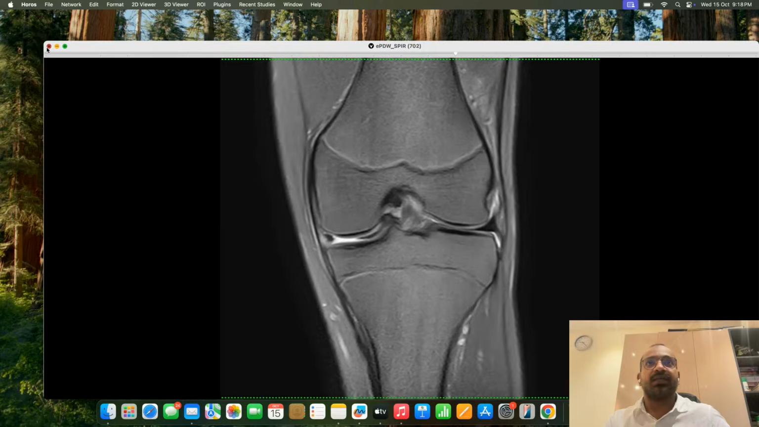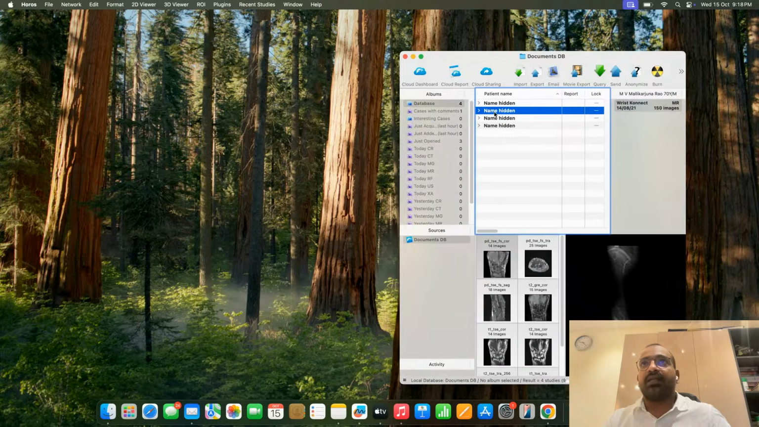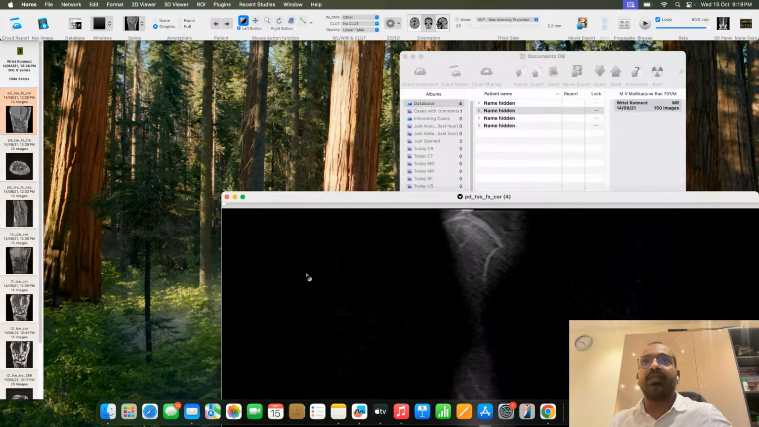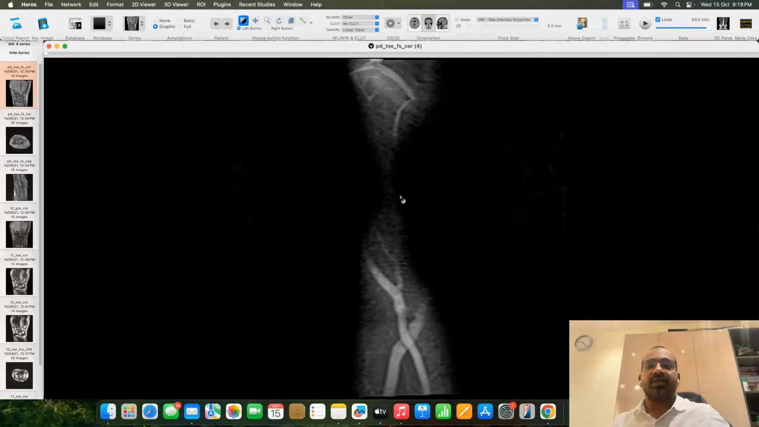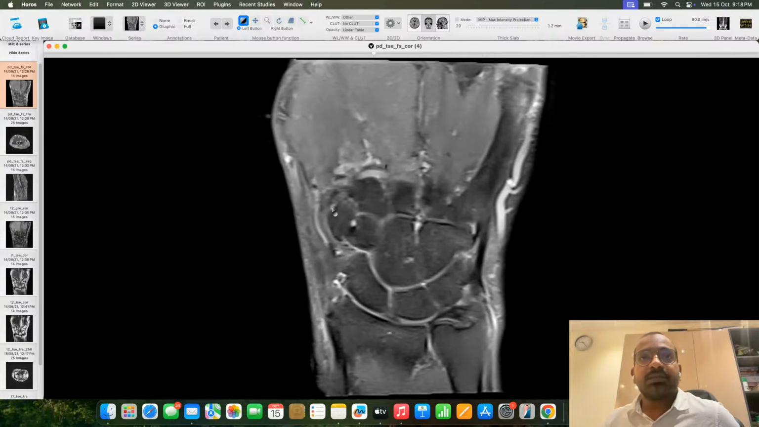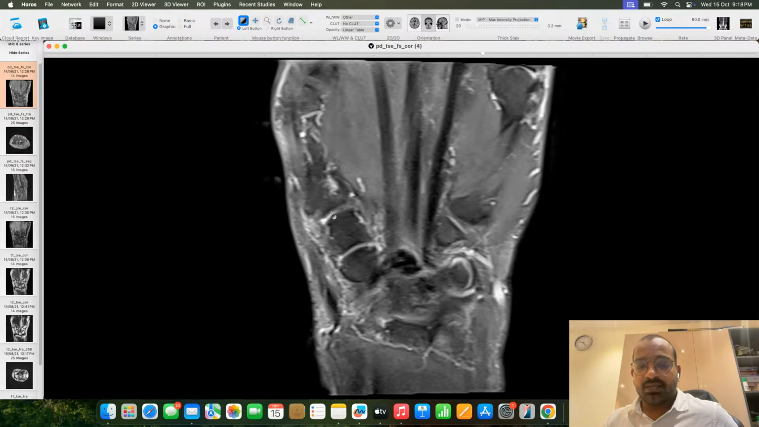So this is the thing. And the next case I want to show is a 50-year-old female who has tingling sensation, heaviness, and restricted mobility within the fingers and hand. The clinician was suspecting carpal tunnel syndrome. An ultrasound was also done for the patient.